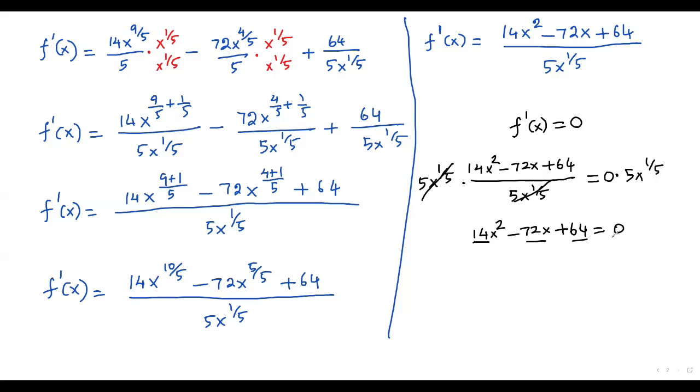So let me divide each term in this equation by 2. When I divide 14 by 2, it will become 7. That is 7x squared negative, when I divide this 72 by 2, I'm getting 36x. When I divide 64 by 2, I'm getting 32. When I divide 0 by 2, it becomes 0. Let me continue on the next page.